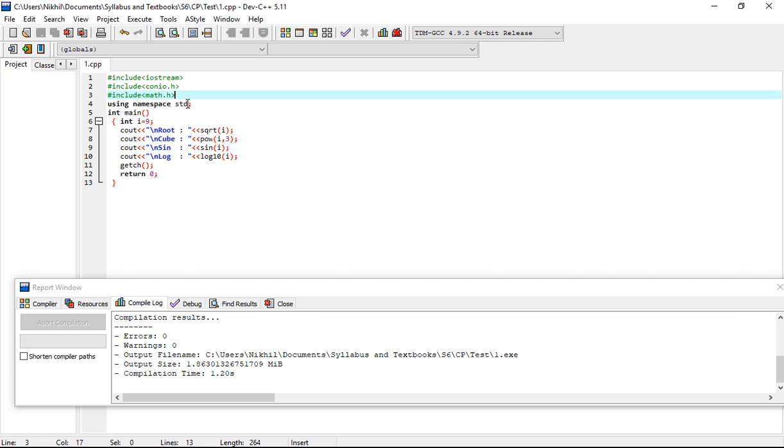I recall, I think it's 4. One is exit, the other one is break, then we have continue, and last we have go to. So right off the bat, I'm going to show you the exit function. That's the first jump statement.